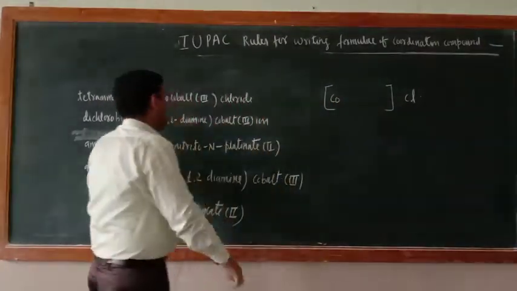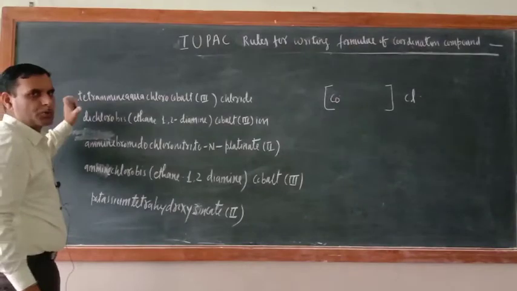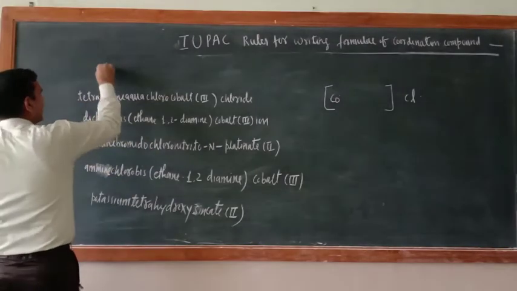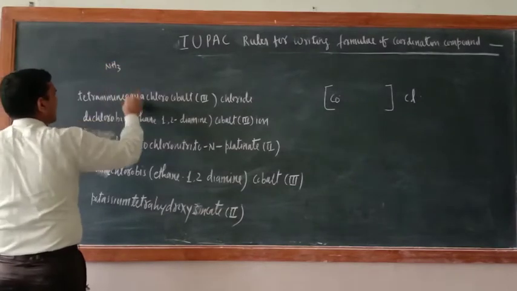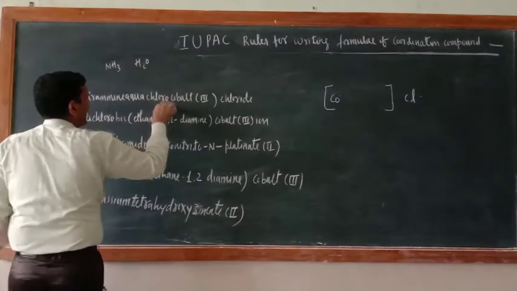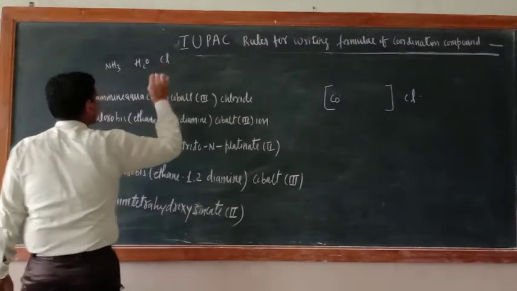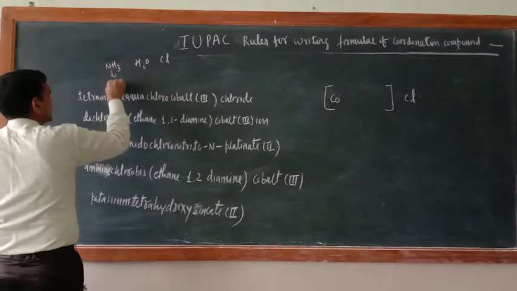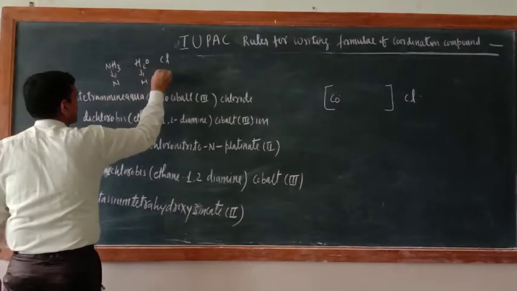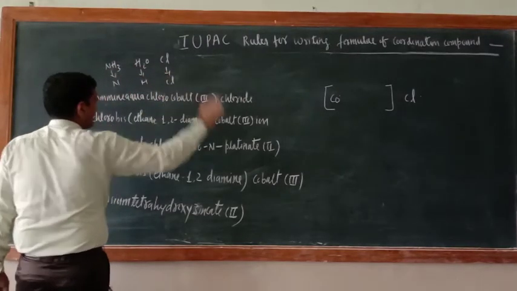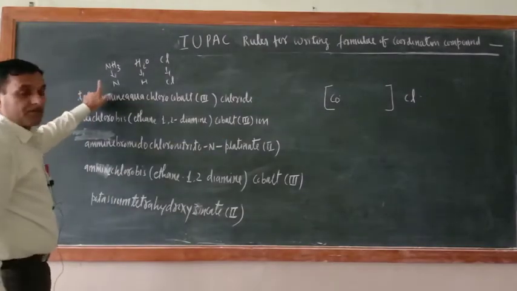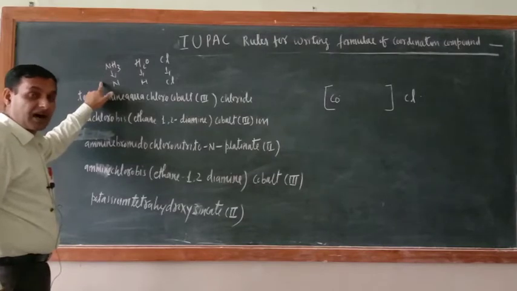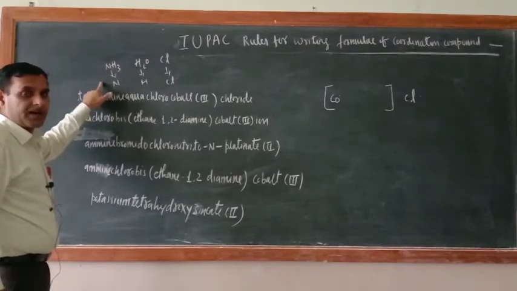Okay. Now ligand, that is the crucial part. So just see how many ligands are there. One is NH3, another one is H2O, another one is Cl. So just see which is the first symbol of each. First symbol of this one is N, of this one is H, of this one is Cl. Okay, so first, what is the rule for deciding the sequence of ligands inside the square bracket?